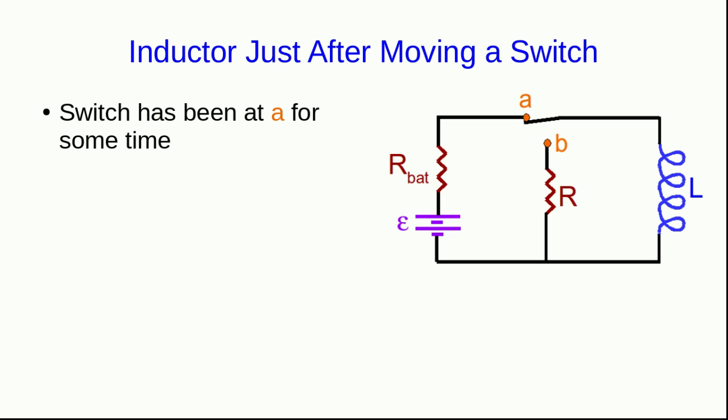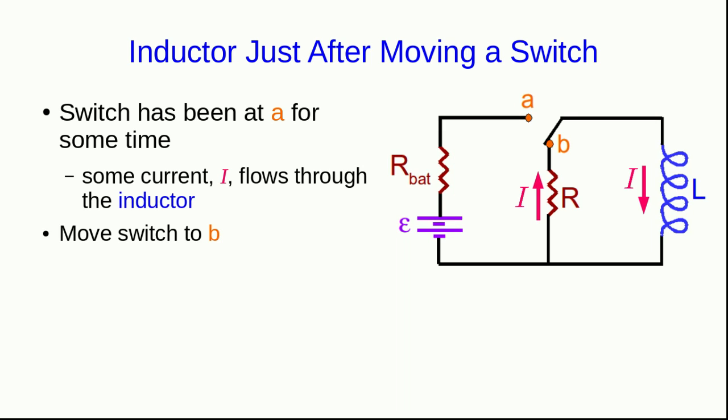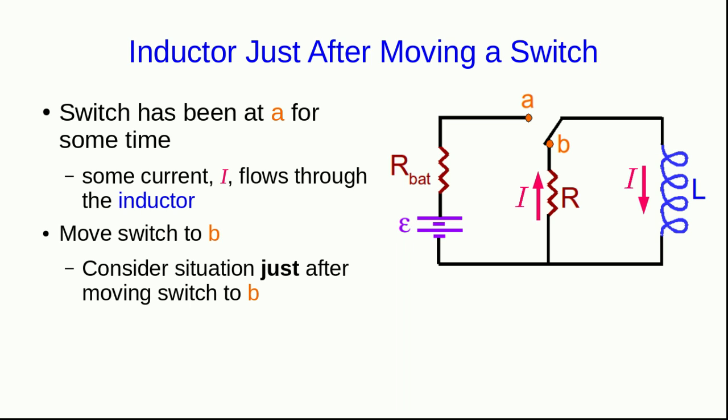So now let's apply the same sort of reasoning to inductors, and we'll start by looking at what happens just after moving a switch. So here we have the switch, which has been in position A for some time. And for this circuit, that means there will be a current which flows through the inductor and around the loop that it's in. And now let's move the switch to B and think about what happens. And in particular, we'll focus on just after moving the switch to B.